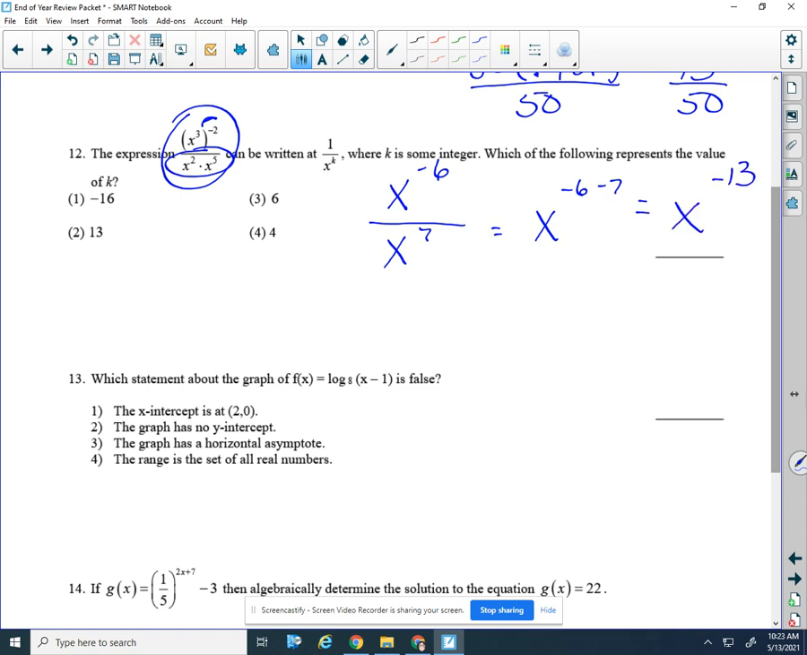Now that's not right. We can't have a negative in our exponent, so I'm going to put it in the denominator, x to the positive 13. And they want to know what that little exponent is. It's 13.